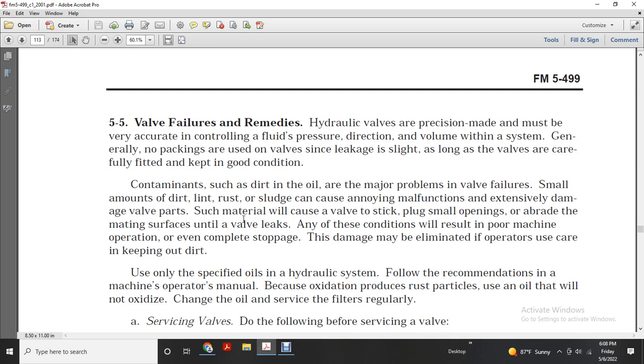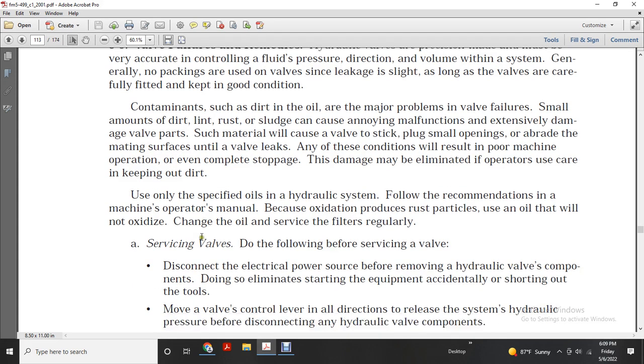Sticking of small plugs or small openings and damage to the mating surfaces of the valve cause leakage, which can also result from poor machining, and can lead to poor operation or even complete stoppage. The damage is eliminated by the operator with care: keeping out dirt, using only the specified oil recommended for the hydraulic system, following the machine operator's maintenance procedures against oxidation and rusting particles, using oil that will not oxidize, and changing the oil and servicing the fluids regularly.